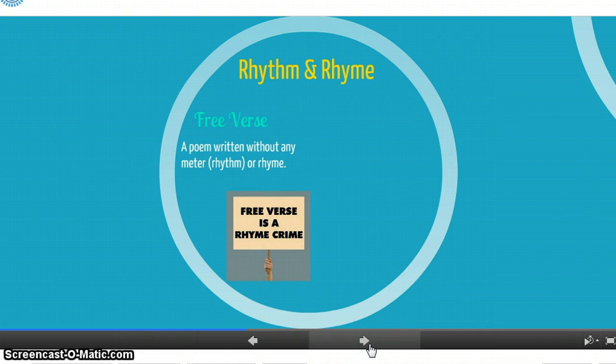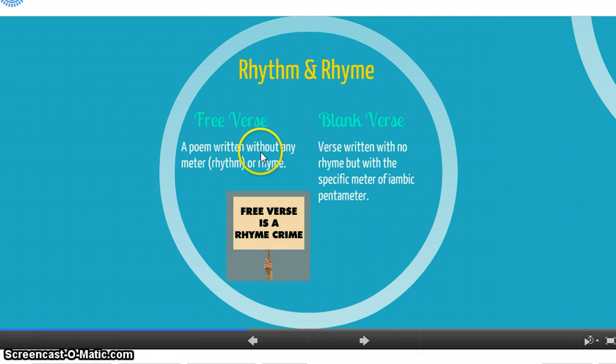And then we also have another one which you might often get confused with free verse, but try to remember the difference. Blank verse. Now blank verse has no rhyme, just like free verse, but it does have a very specific meter, which is iambic pentameter. So remember, free verse, just like the poem we just read, has no meter and no rhyme, and blank verse has meter, iambic pentameter, but no rhyme.